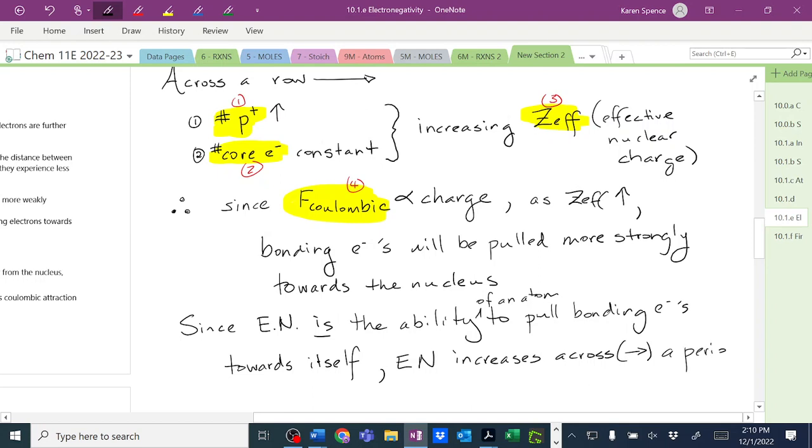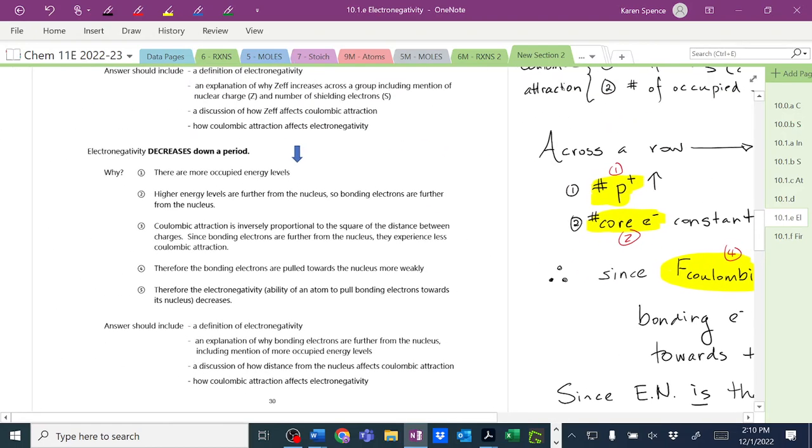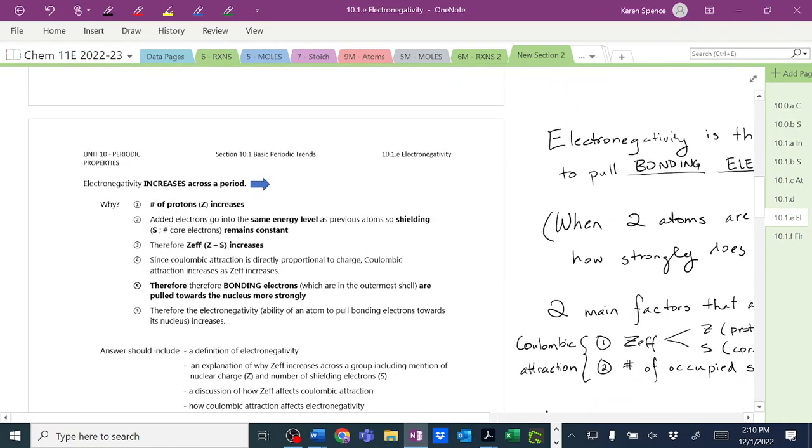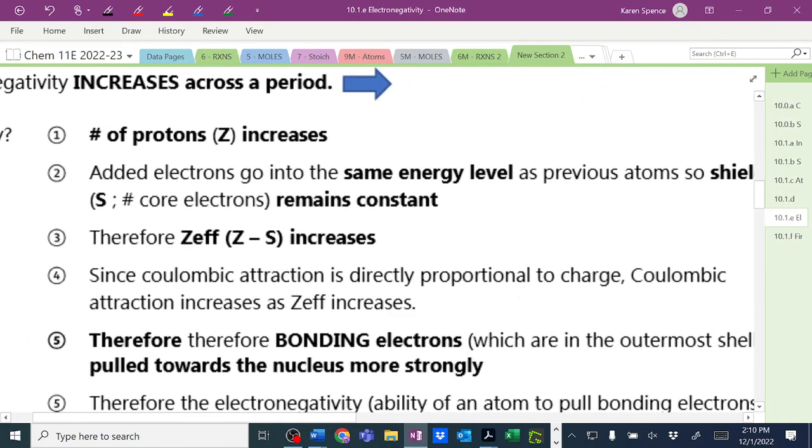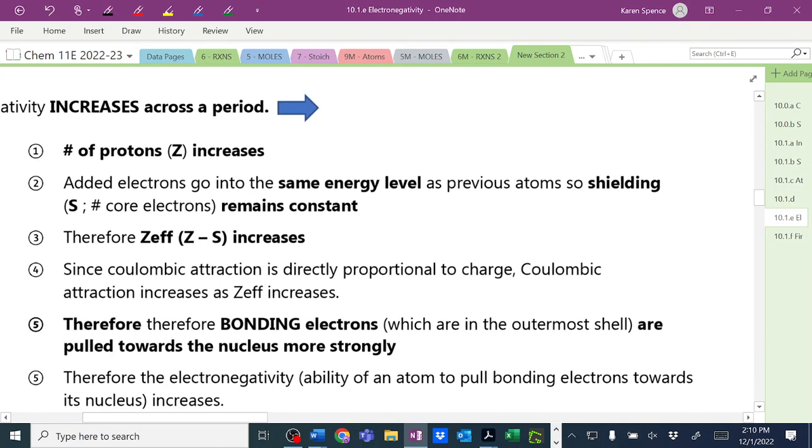Now let's see how that answer compares to what I wrote on the actual sheet itself. I'll bring this back in just a second. Okay, what did I write over here? I said the number of protons, Z, increases. Added electrons go into the same energy level, so I said a little bit more.